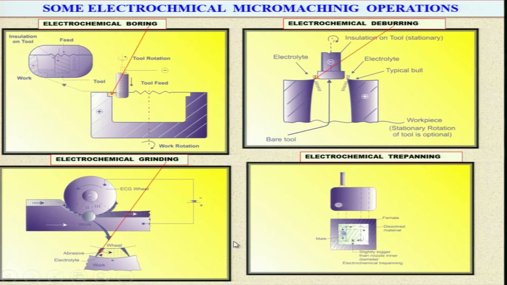Here you have the electrochemical trepanning operation shown over here. This is the tool, and you are machining all around this, so that this part will come out as a solid part. So, you remove only this much of material which is shown over here, and this is how you can perform the electrochemical trepanning operation, just like a trepanning operation done conventionally with the help of a trepanning tool. This is the trepanning tool, the top view is shown over here, and you move it like this and you will get it.